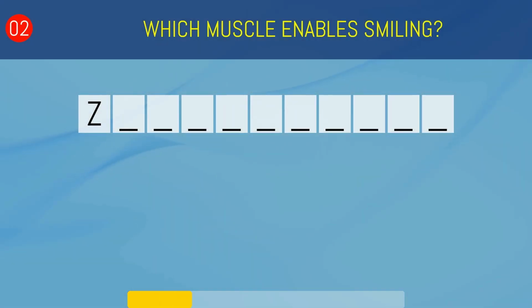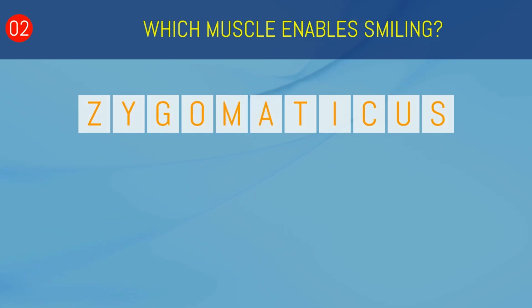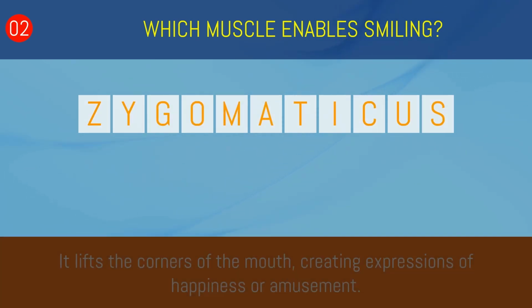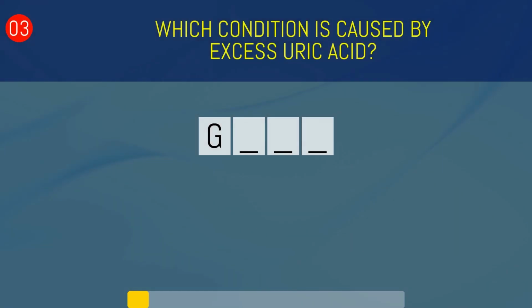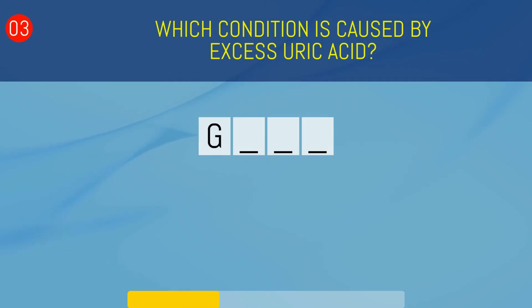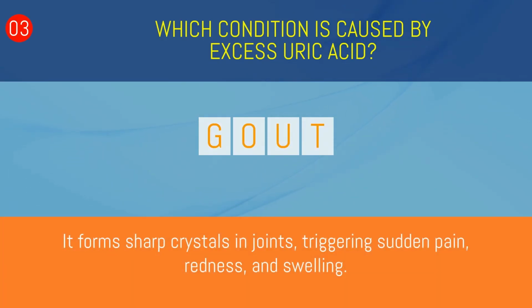Which muscle enables smiling? Zygomaticus. It lifts the corners of the mouth, creating expressions of happiness or amusement. Which condition is caused by excess uric acid? Gout. It forms sharp crystals in joints, triggering sudden pain, redness, and swelling.